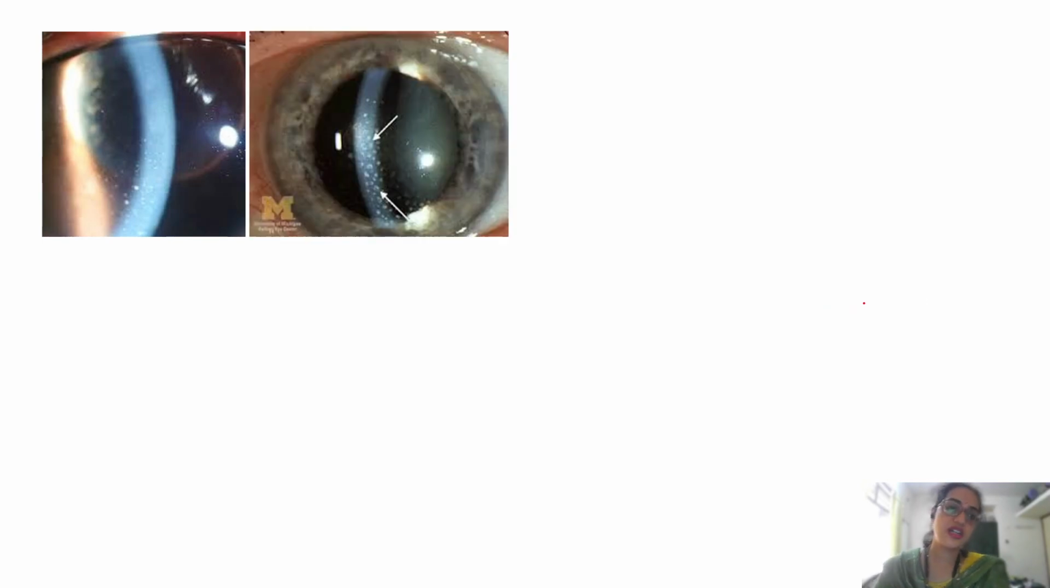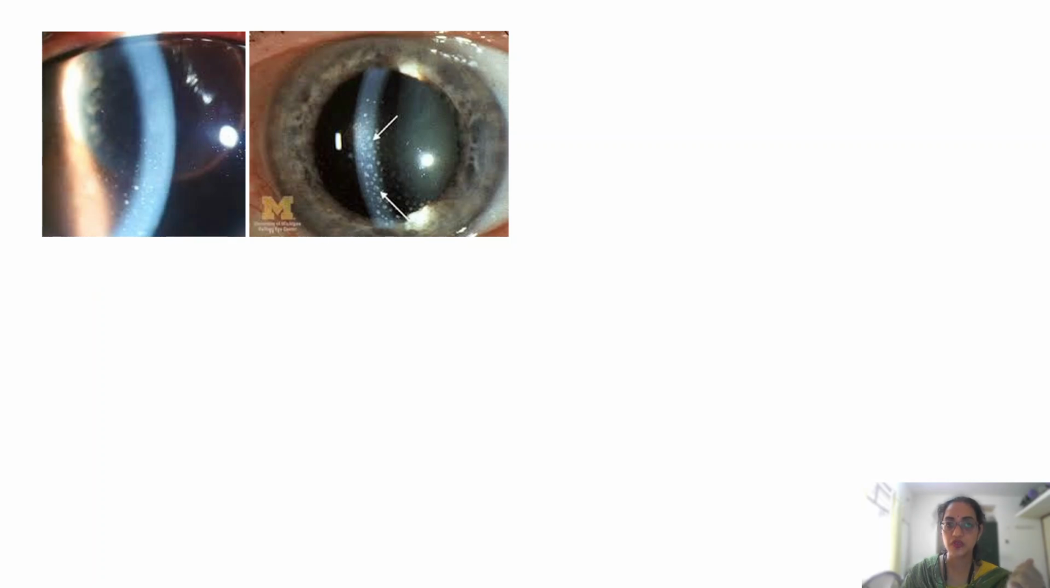So these are non-granulomatous versus granulomatous keratic precipitates. If you see, the size is much bigger, and on the slit lamp, they have a volume. These granulomatous keratic precipitates are nothing but tiny granulomas that get deposited on the endothelium. There is a characteristic pattern in which these KPs form. So why do they get attached to the endothelium?